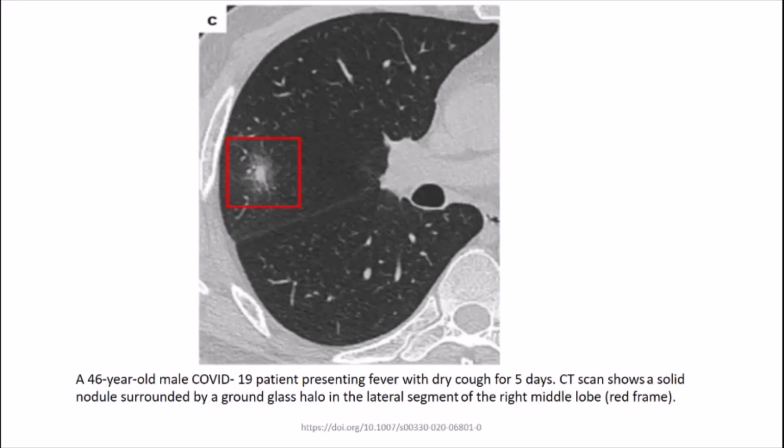A 46-year-old male COVID-19 patient presenting with fever and dry cough for 5 days. The CT scan shows a solid nodule surrounded by ground glass opacity. This is the halo sign, in the lateral segment of the right middle lobe.